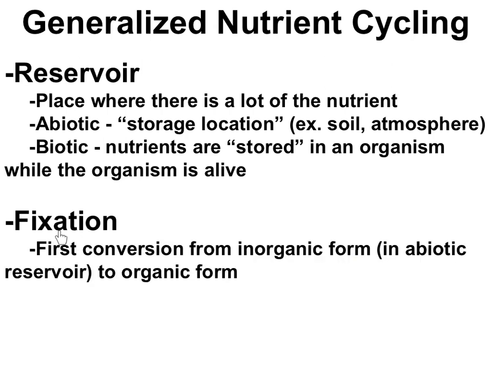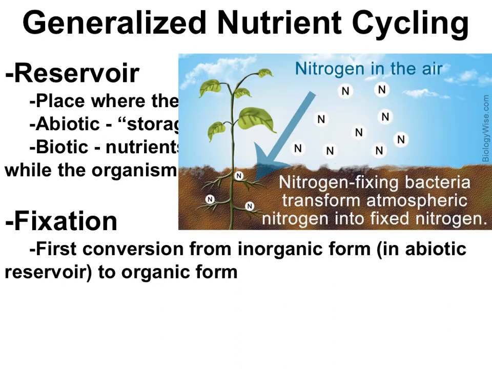Now, fixation is in all nutrient cycles, and fixation is when a nutrient is first converted from its inorganic form or abiotic form into an organic form that's usable by living organisms. For example, in the nitrogen cycle, nitrogen is in the form of inorganic nitrogen gas in the atmosphere, and with a few chemical reactions, nitrogen fixation happens in the soil when bacteria convert nitrogen into a form usable by plants.